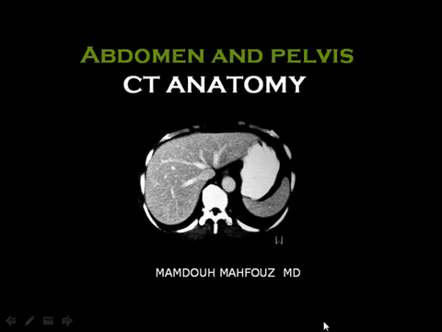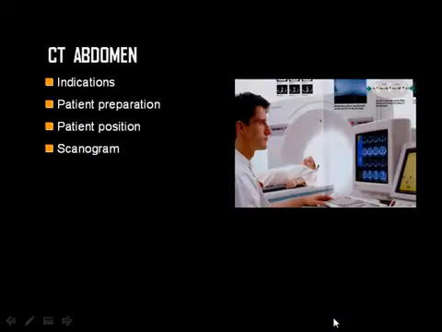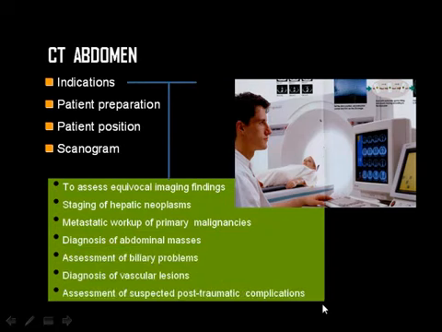CT scan of the abdomen. First of all, you should know something about the indications of examination of the abdomen by CT, and they are many. One of the most important indications for CT examination of the abdomen is to assess equivocal imaging findings, like the findings you have seen on barium study, or findings on ultrasound, or findings on plain X-ray.